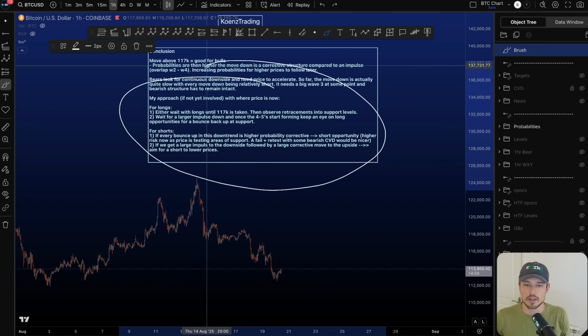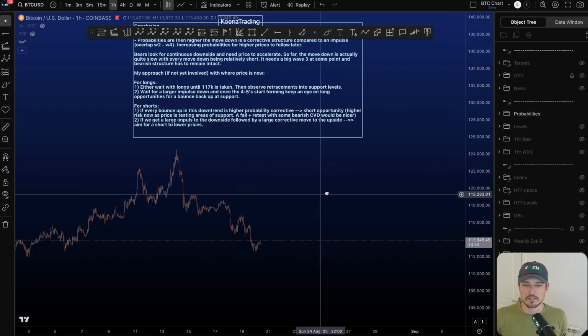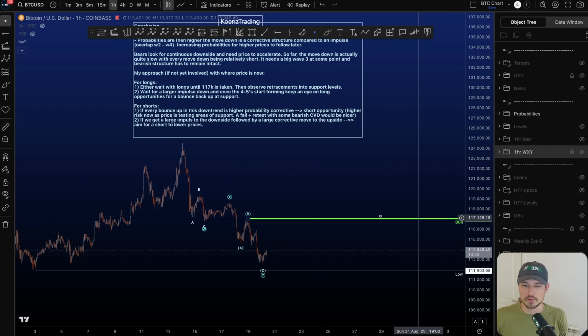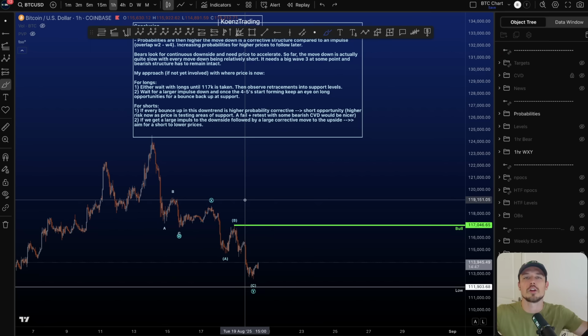And then we get to my approach in case you're not yet involved, right? So for long opportunities, preferably price is first taking out the high at 117K to make sure that probabilities are on my side, because we then expect higher prices to follow.